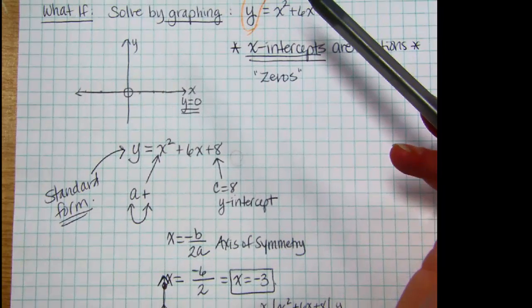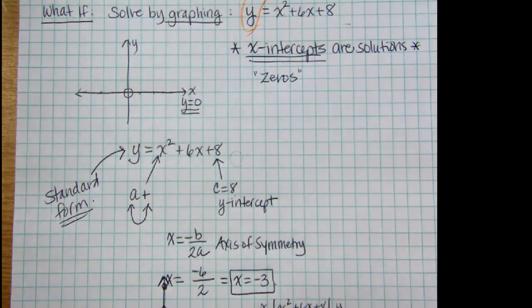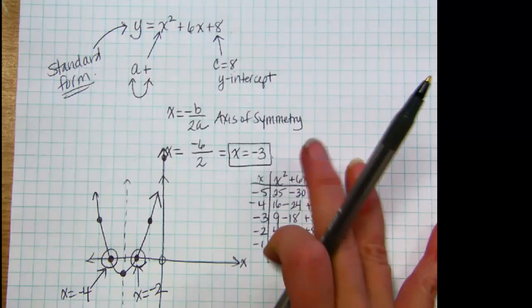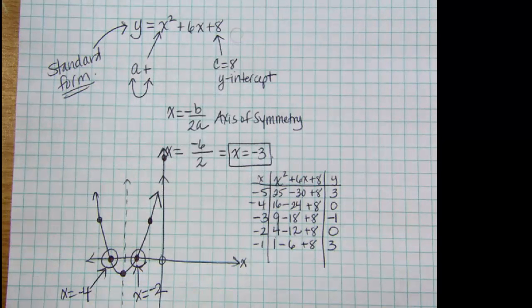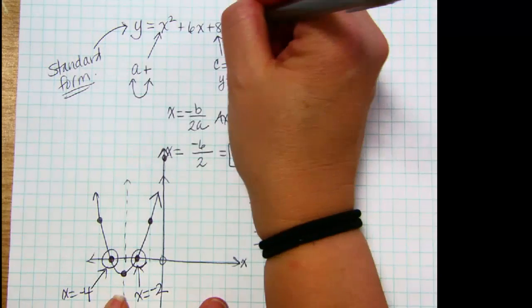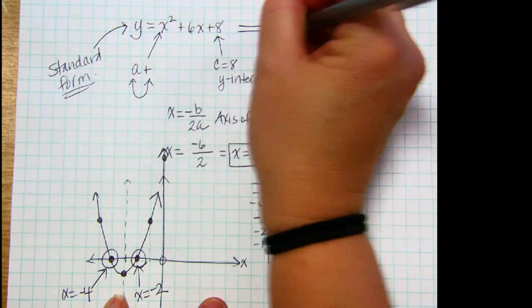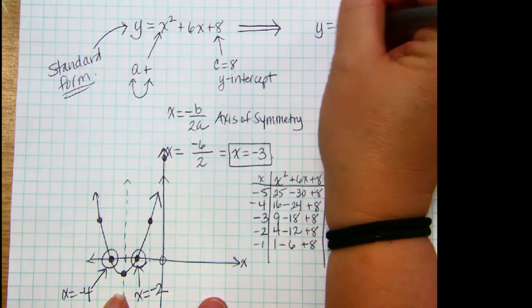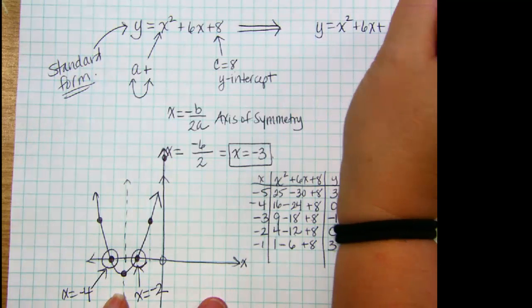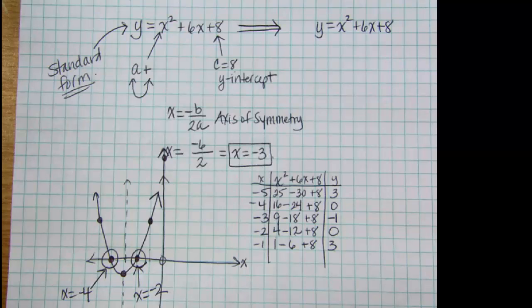You have 2 quick steps and you're done. But when you're told you have to solve by graphing, you need to know all of this stuff about graphing a parabola. And you look for the x-intercepts, where y is 0. Now, I also want to show you how to change the standard form of a parabola into vertex form, the form we've been using for that whole last chapter on transformations.